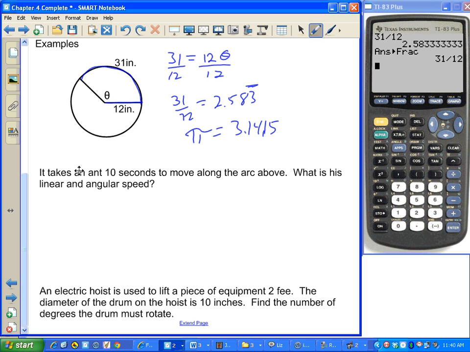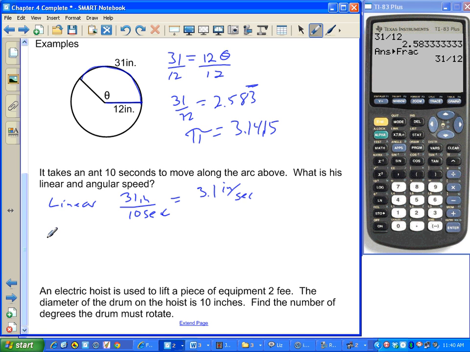Let's see, next one. Let's say it takes an ant 10 seconds to move along this arc up here. What is his linear and his angular speed? Well, his linear speed is just the distance he's traveling, which is 31 inches. It takes him 10 seconds. So that would be 3.1 inches per second.